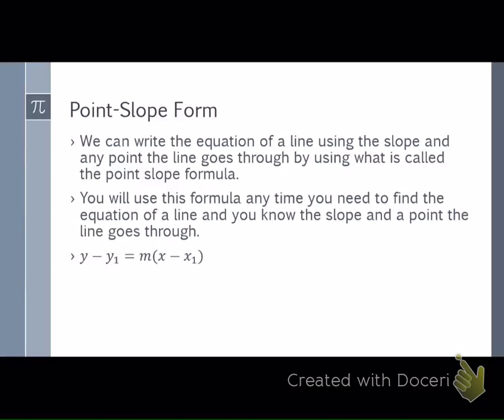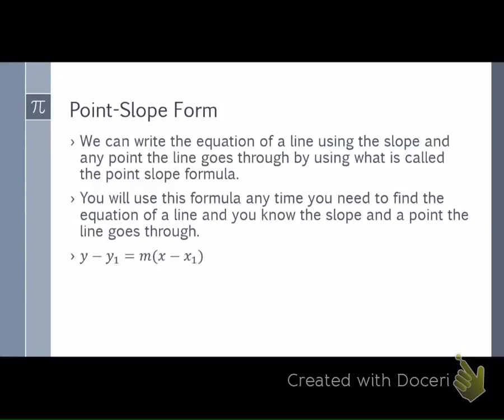All right, so point-slope form. We can write the equation of a line using the slope and any point that goes through the line by using what is called point-slope form. You know what that is. There was one on the test, some of you graphed from it, some of you put it in slope-intercept form. It does not matter what you did with that. But you guys have seen point-slope form before. This is not a new form for you.